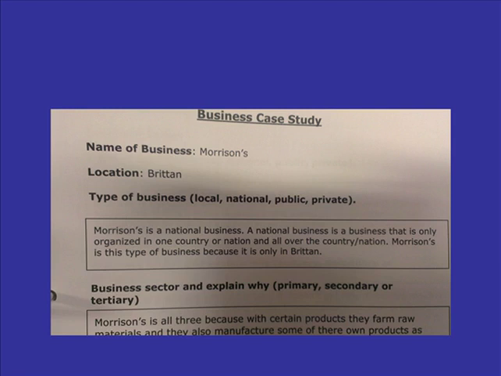Next one, Britain's spelt incorrectly, which is a bit of a shame, and it's spelt incorrectly all the way through. Morrison's is a national business. A national business is a business that is only organised, spelt wrong, in one country or nation and all over the country or nation. Morrison's is this type of business because it is only in Britain.